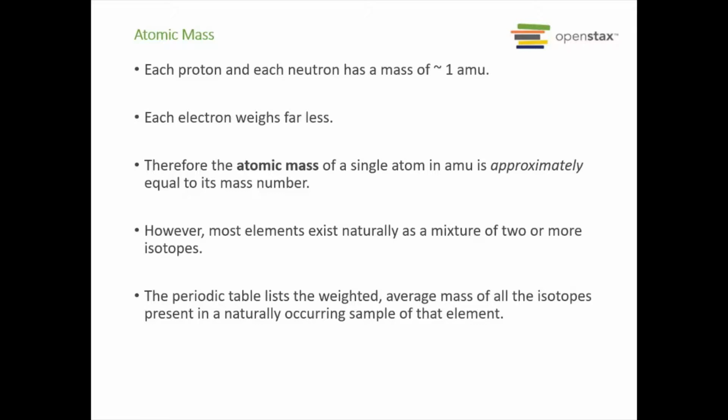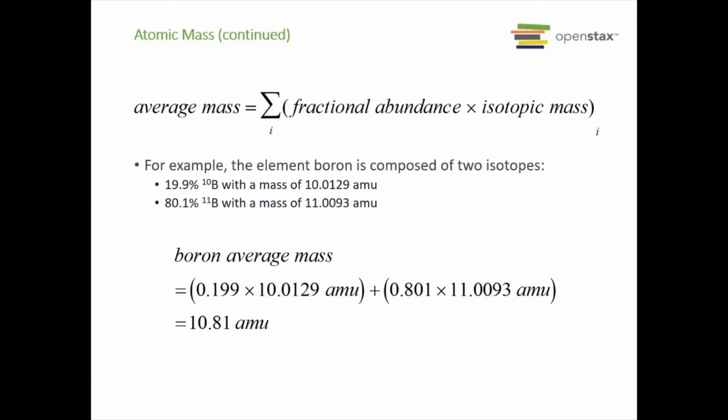So let's talk a little bit more about atomic mass. I said this earlier, but each proton and each neutron basically weighs 1 AMU. As far as we're concerned, that's what they weigh, and an electron weighs 0. So the atomic mass of a single atom in AMU is approximately equal to its mass number. Approximately, okay? But most elements exist naturally as a mixture of two or more isotopes. So if you were to look on the periodic table, it shows you the atomic mass is an actual weighted average mass of all the isotopes in a naturally occurring sample.